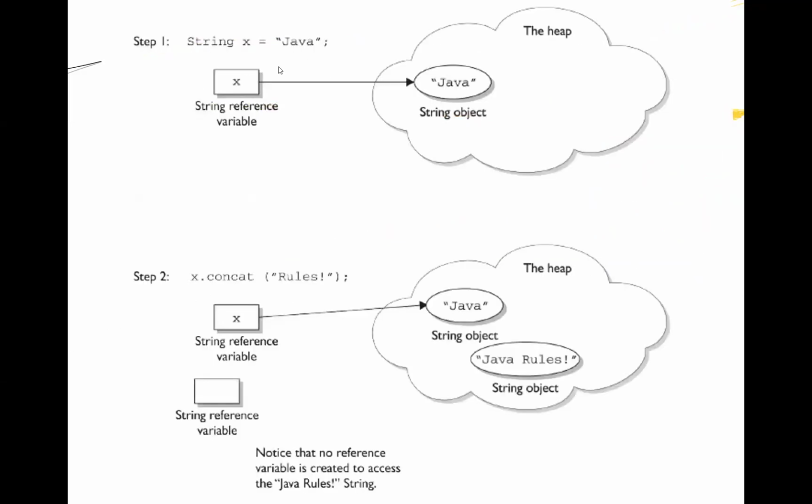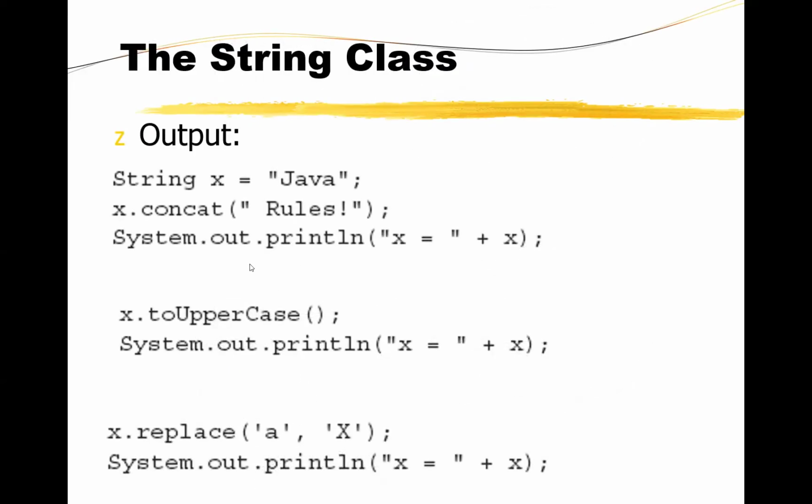Write this. When you say x equals Java, it will create an object called Java. When you say x dot concat rules, it will create a new object called Java rules, but no reference is created to the Java rules object. Therefore, x is still referring to the Java object. The problem is you have not assigned x equals x dot concat rules. If you had written x equals x dot concat rules, then it would be Java rules.